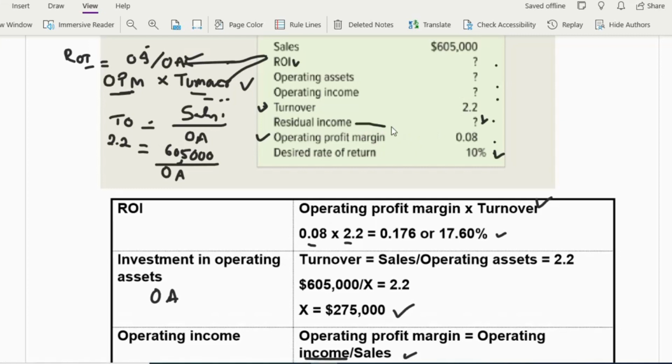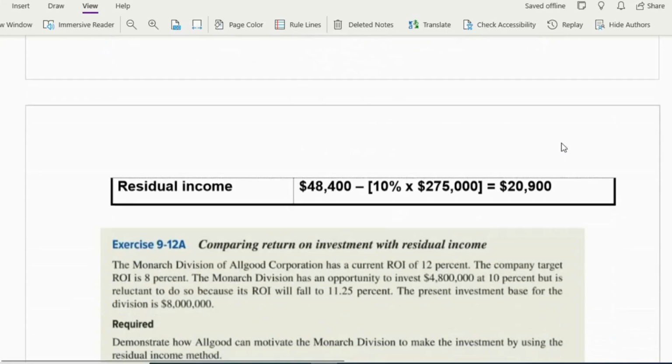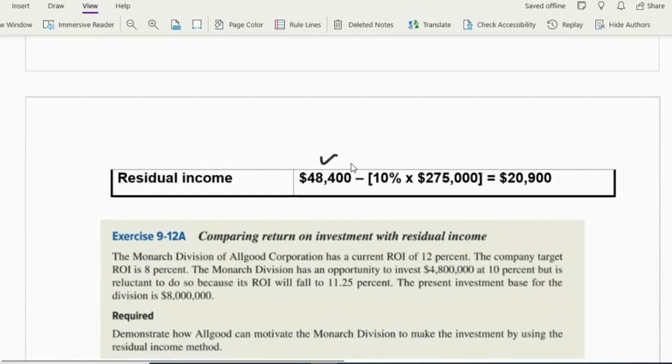The last is residual income. Put the simple formula of residual income. So how can you do that? Your operating income minus desired operating income. How do you calculate desired operating income? Operating assets multiplied by desired ROI, right? So let's do this over here. Operating income minus desired rate of return multiplied by your operating assets. So you get your residual income as 20,900.